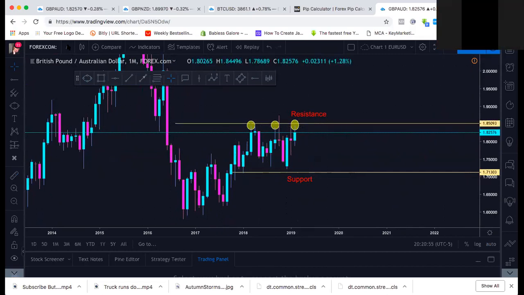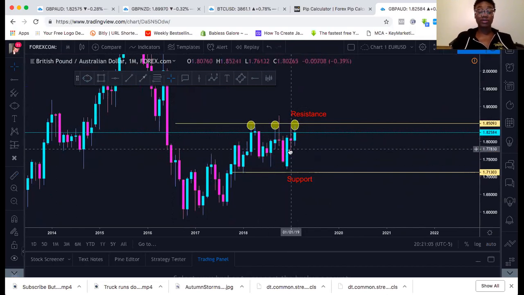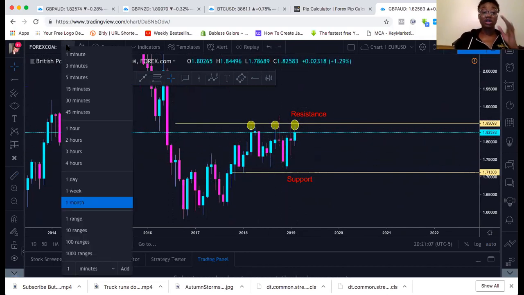Okay. So now I would drop down to a lower time frame so I can actually see what is really going on with the market because, like I said, these are monthly candles, which means it takes a month to form. I need to really see what's going on the lower time frames, like what's going on within the day. So I usually drop straight down to the daily time frame. I'll skip over the week.